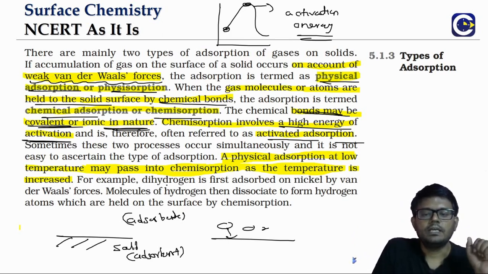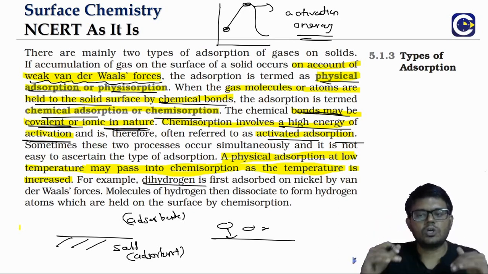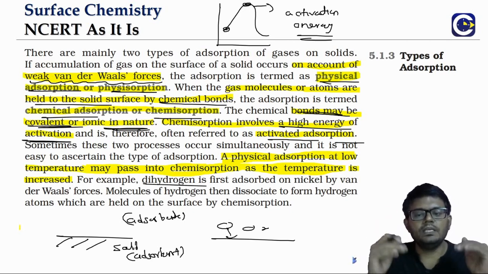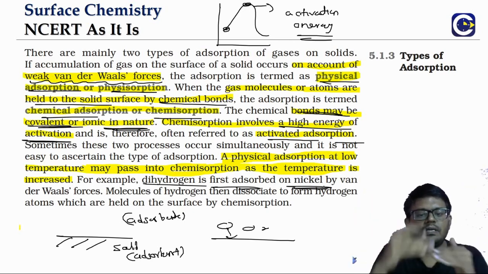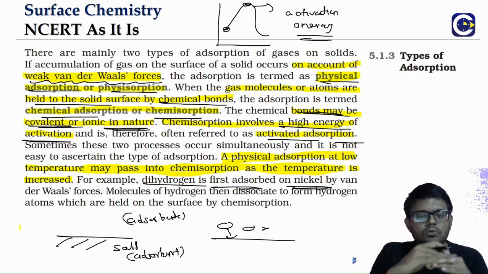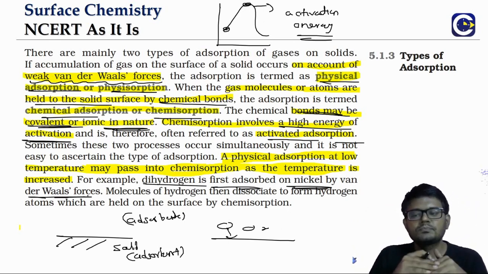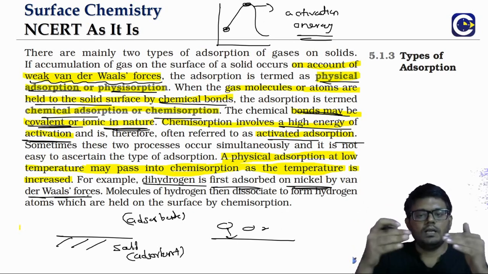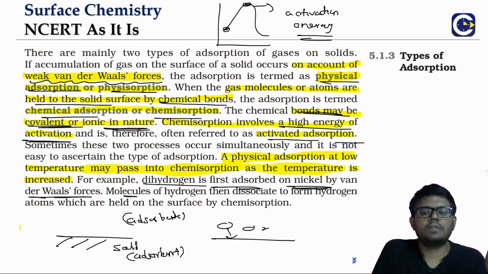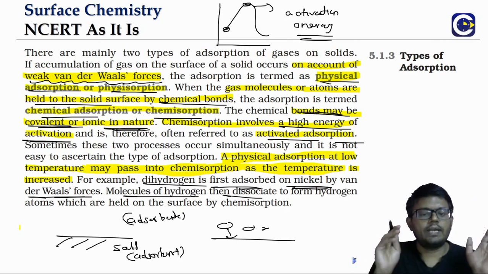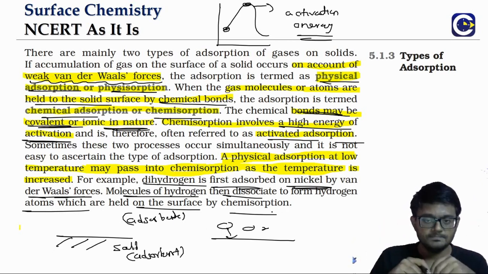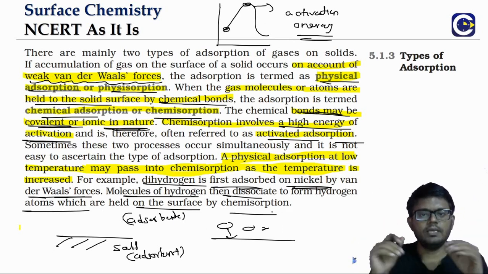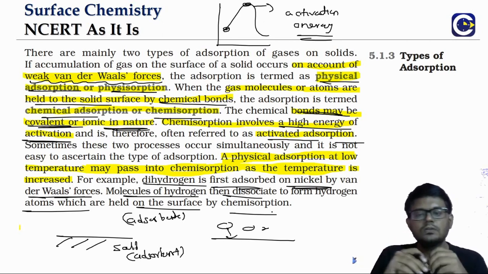Suppose you look at dihydrogen getting adsorbed on the surface of nickel. Initially we will have the molecules of hydrogen adsorbed onto the surface of nickel through van der Waals forces. Now, as the energy is released, the molecules of hydrogen will dissociate into hydrogen atoms. The hydrogen atoms will be chemically bonded to the surface of the nickel. So we will talk about that also as we go and discuss the chemical adsorption.